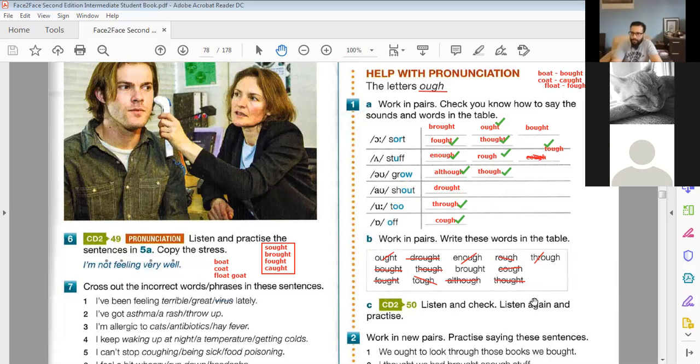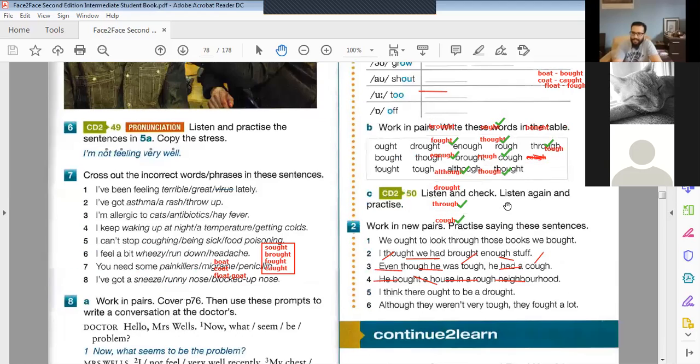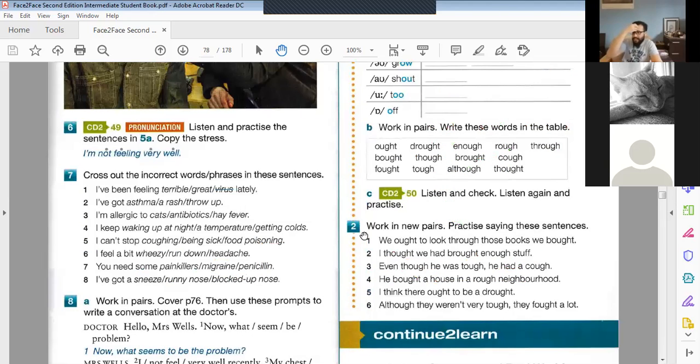Okay, now we want to use all of this. Okay, Ibrahim, no problem. Okay, let's read these sentences here. So it says practice saying these sentences. Okay, now let's use all of these little tips. And can you read these 6 sentences, please?